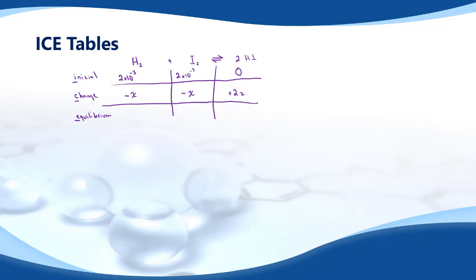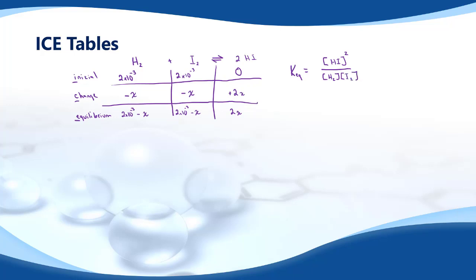So our equilibrium values are going to be 2 times 10 to the minus third minus X, 2 times 10 to the minus third minus X, and 2X. So this is our completed ICE table. Now we have our ICE table, and what we're going to do is take our equilibrium expression. We say Keq is the concentration of HI squared over the concentration of H2 and I2.